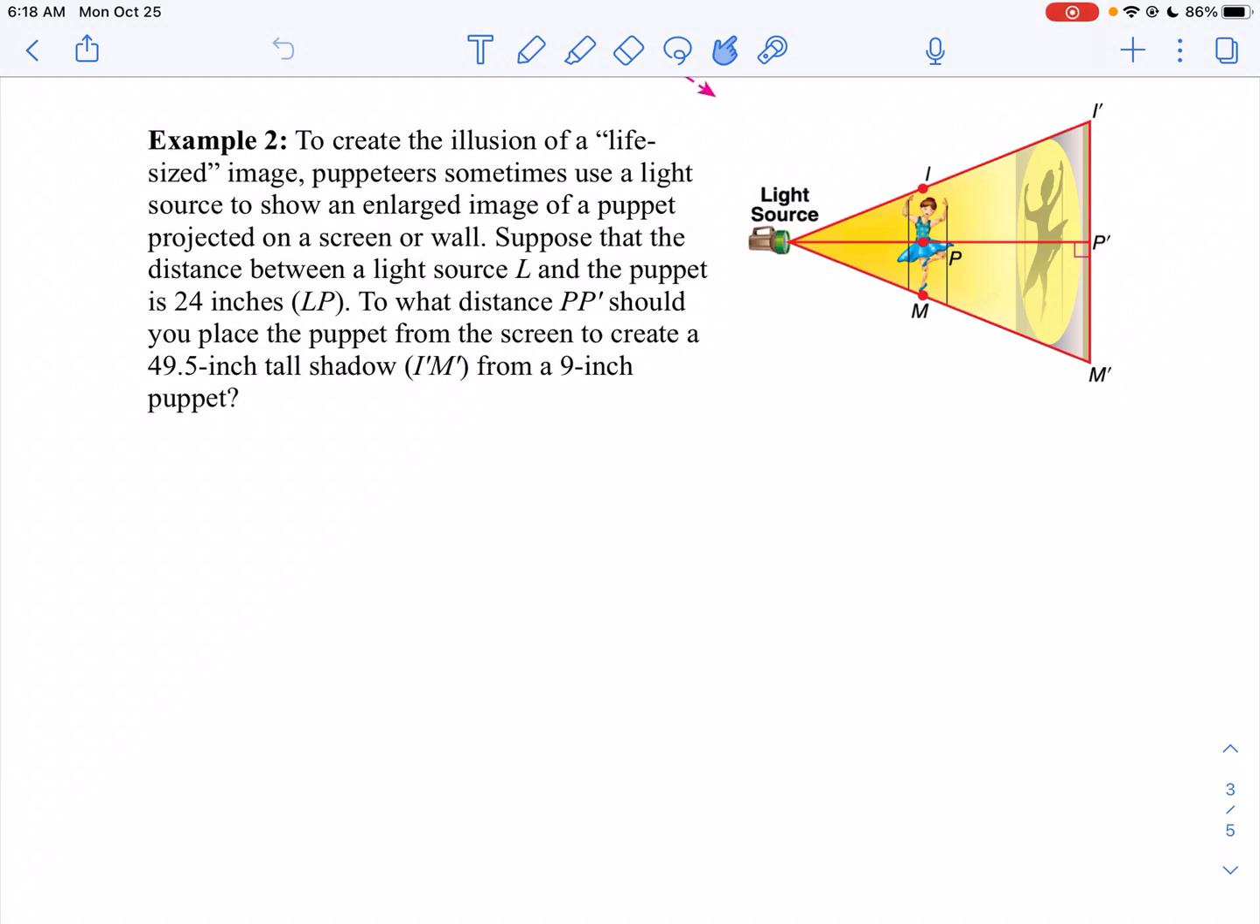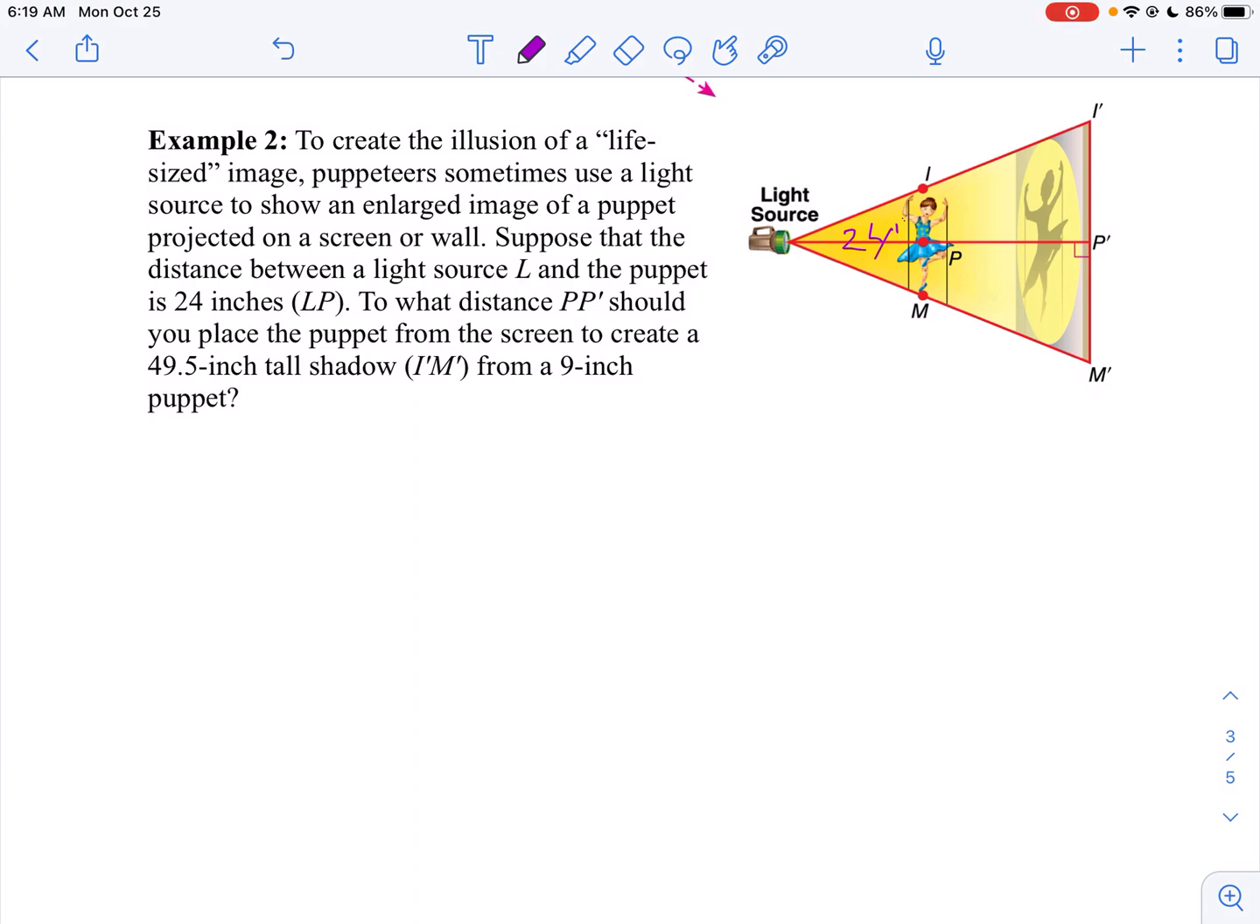To create the illusion of a life-size image, puppeteers sometimes use a light source to enlarge an image of a puppet projected on a screen or a wall. Suppose the distance between the light source L and the puppet is 24 inches. So I'm going to label that as 24 inches right here. And I want to know what the distance from P to P prime should be.